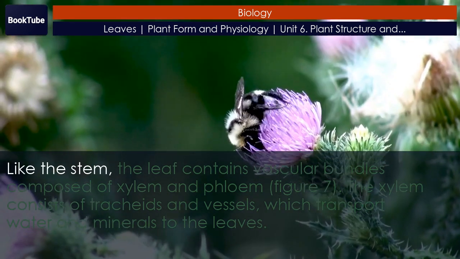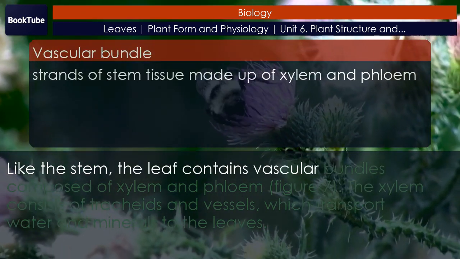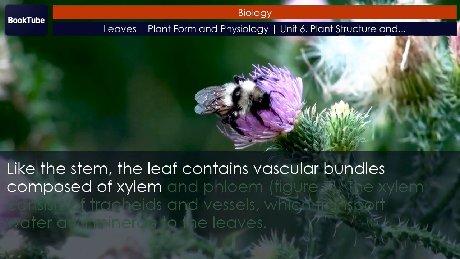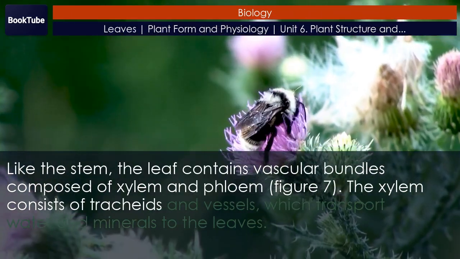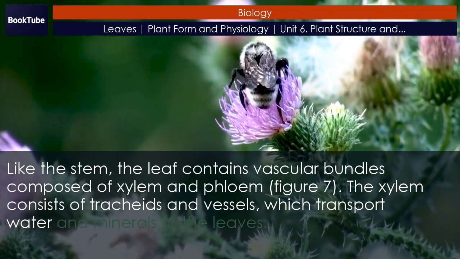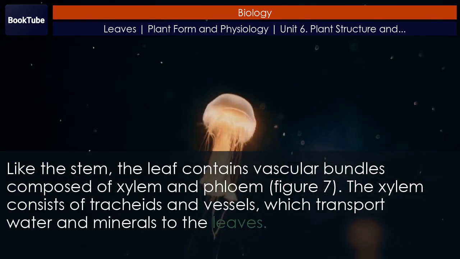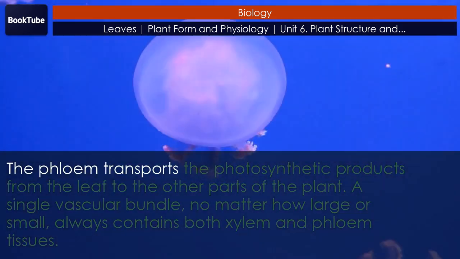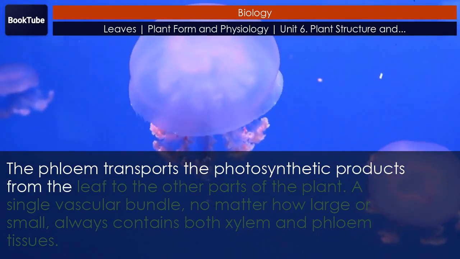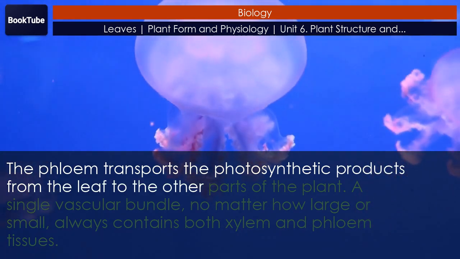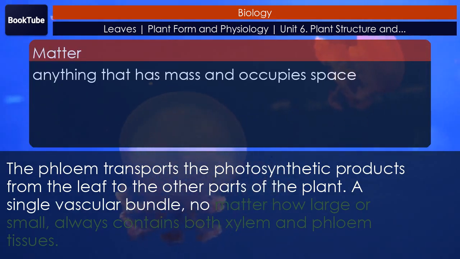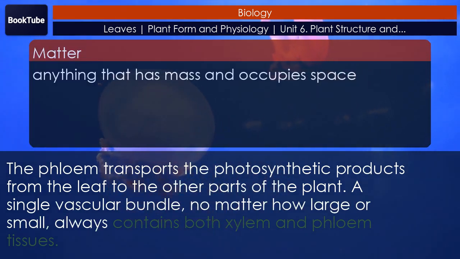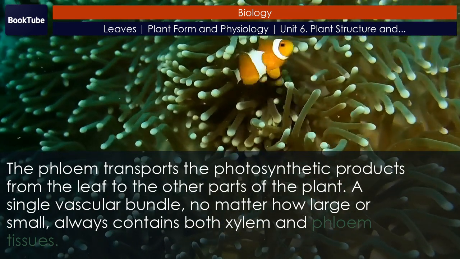Like the stem, the leaf contains vascular bundles composed of xylem and phloem. Figure 7. The xylem consists of tracheids and vessels, which transport water and minerals to the leaves. The phloem transports the photosynthetic products from the leaf to the other parts of the plant. A single vascular bundle, no matter how large or small, always contains both xylem and phloem tissues.